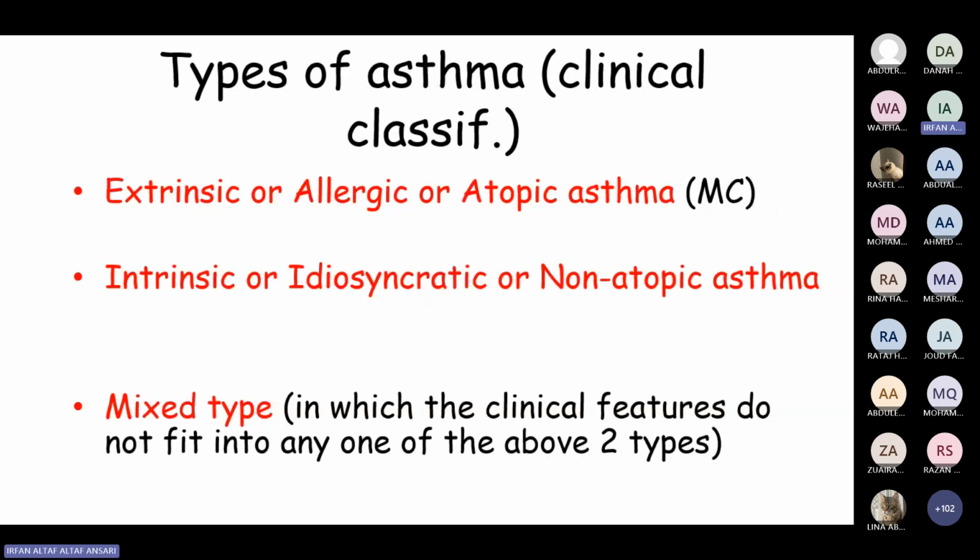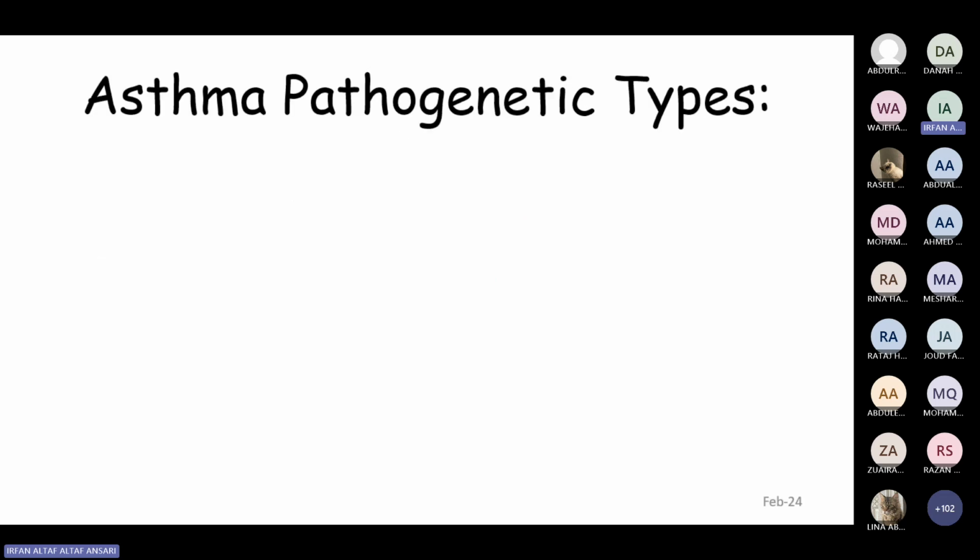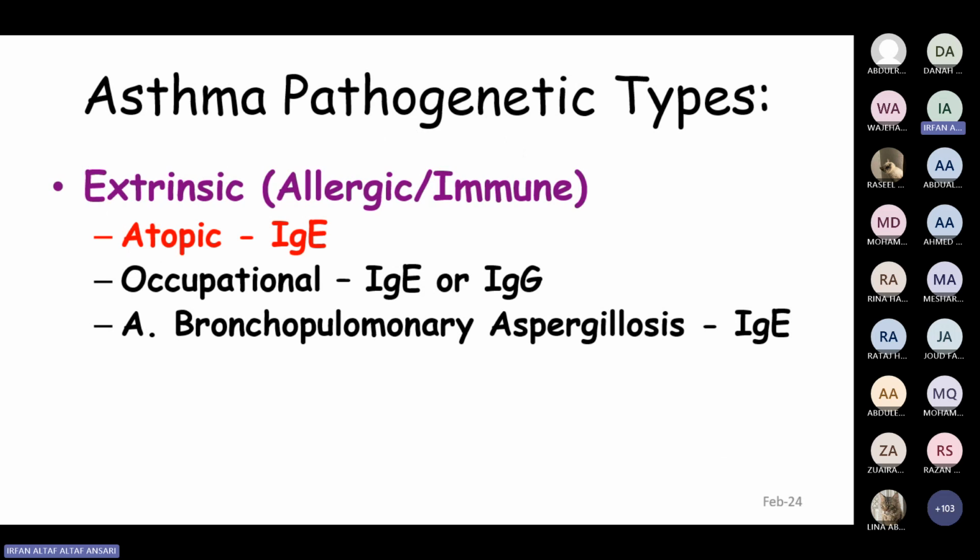So there are two types of asthma. Clinically, we classify them as extrinsic, allergic, or atopic asthma, which is the most common one, and the second one is intrinsic, idiosyncratic, or non-atopic asthma. There is another type, a mixed type, in which the clinical features do not fit into any one of these and it has a combination of both. So we call it mixed type. But the most common one is allergic or atopic, followed by non-atopic asthma. Pathological types of asthma, you have extrinsic.